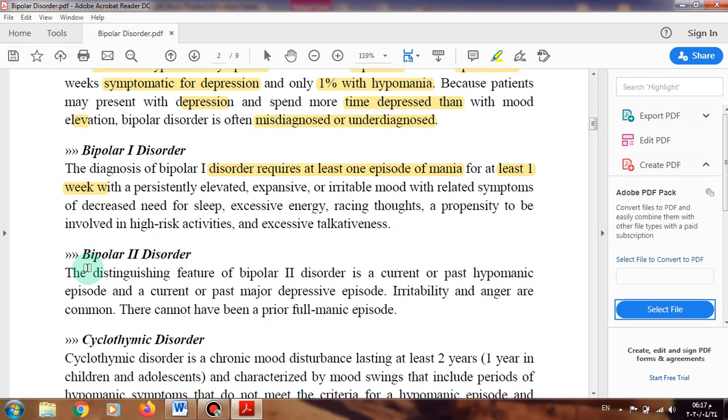Bipolar 2 disorders: the distinguished feature of bipolar 2 disorders is the current or the past hypomanic episodes and the current or past depressive episodes. Irritability and anger are also present, and also there cannot have been a prior full manic episode. This we keep in mind: I must have hypomanic episodes of roughly up to 4 days, symptoms of mania for at least 4 days, not more than 4 days.